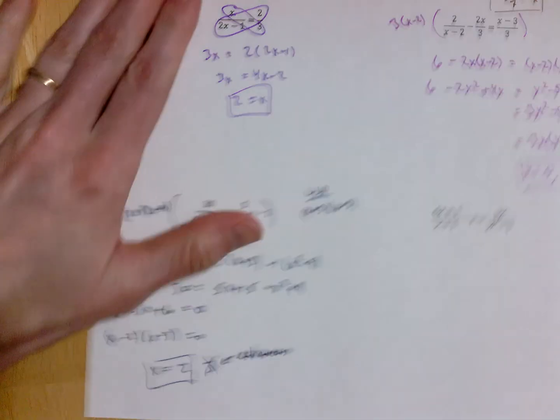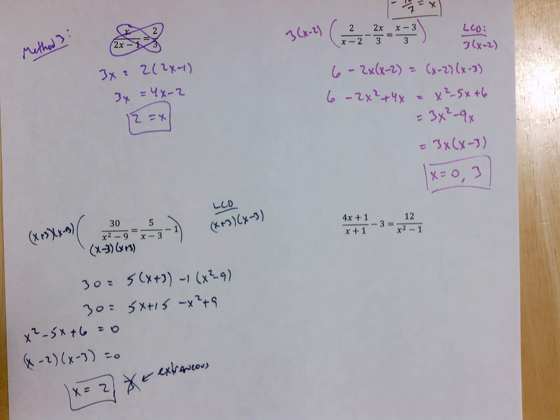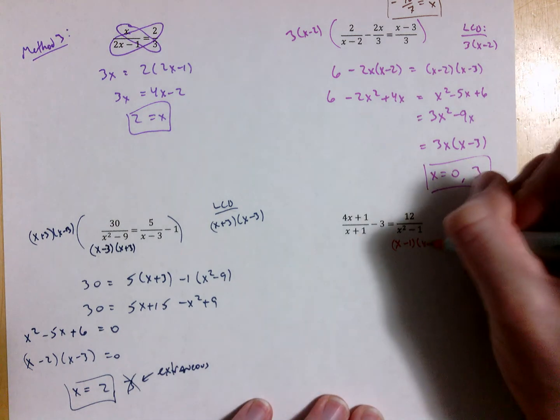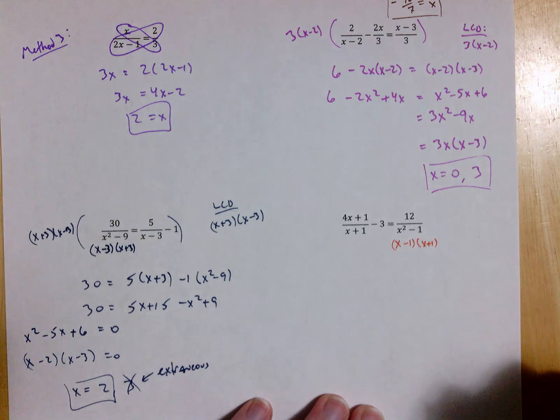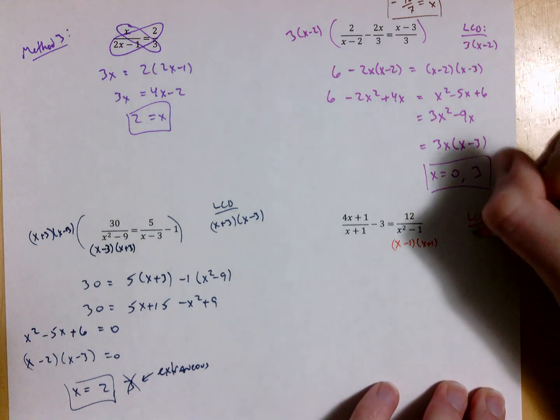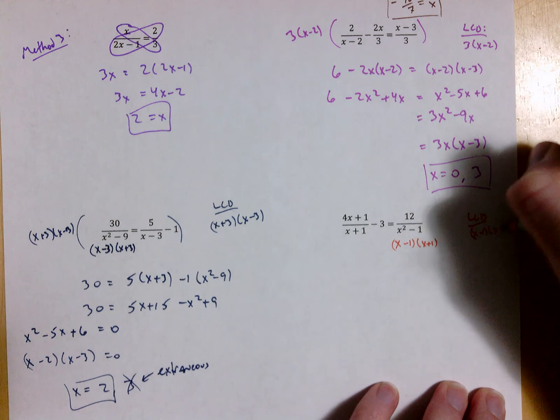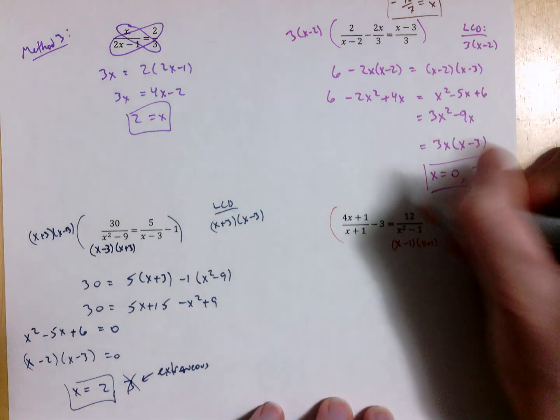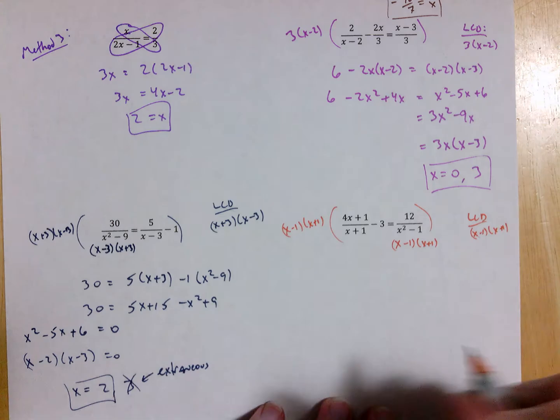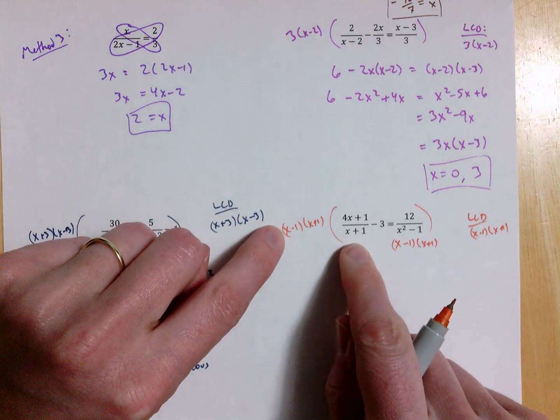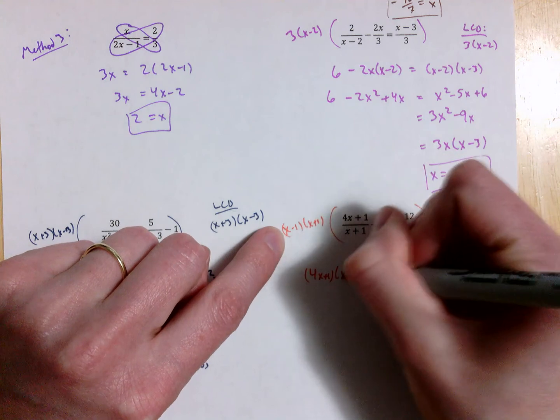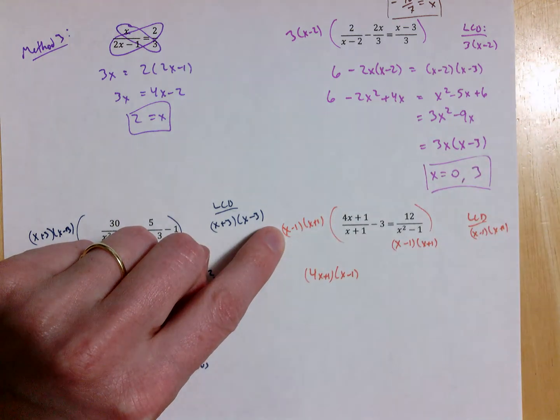All right. One more, just to make sure you're good with this. So this guy I can factor to x minus 1, x plus 1. Always factor them if you can, which means my LCD is just going to be x minus 1 times x plus 1. So I'm going to multiply the whole thing by x minus 1 times x plus 1. This guy, the x plus 1s will cancel. So that leaves me with 4x plus 1 times x minus 1. I'll have to multiply that out in a minute.